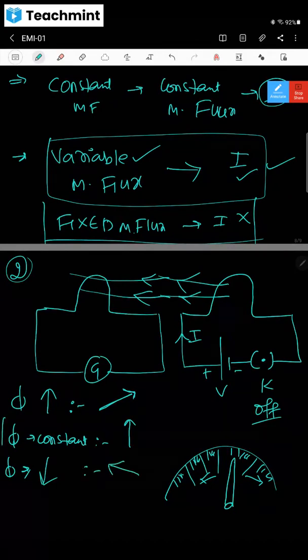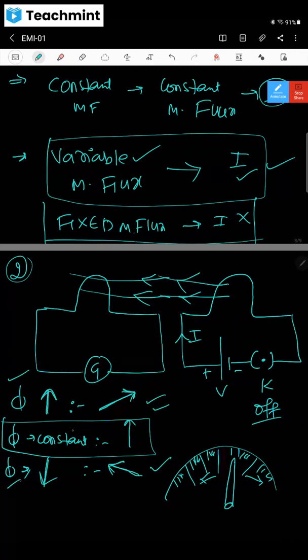That means whenever flux is constant, there is no current, the galvanometer shows zero. Either magnetic flux is increasing or magnetic flux is decreasing, both are fine, then I will get the current. Maybe in the opposite direction. Here I got right deflection, here I got left deflection. But if magnetic flux is changing, we will keep on getting this current. If magnetic flux is constant, current will be zero. Is it clear?